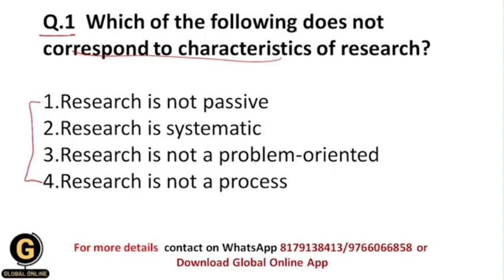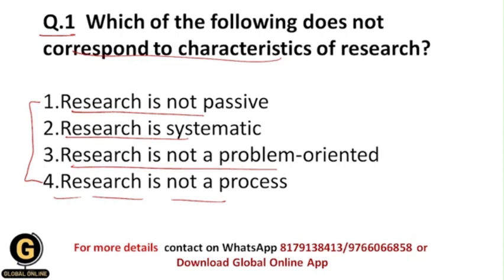So let us see. Research is not passive, research is systematic, research is not problem oriented, research is not a process. Basically, students, research means we are going to solve a problem through a systematic procedure. Within research we follow a proper scientific method, and that's why research is not passive. Research is active, because whatever we are doing here is through our active mode, and here we want the empirical evidence.